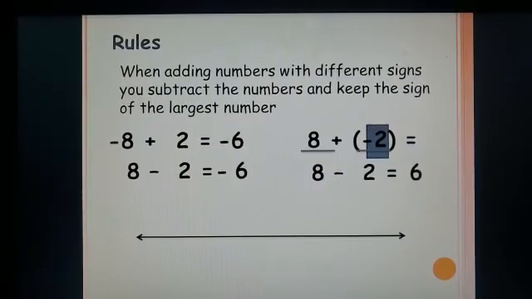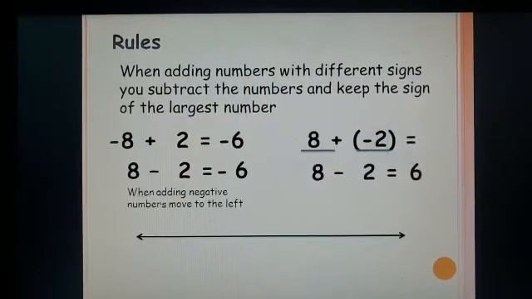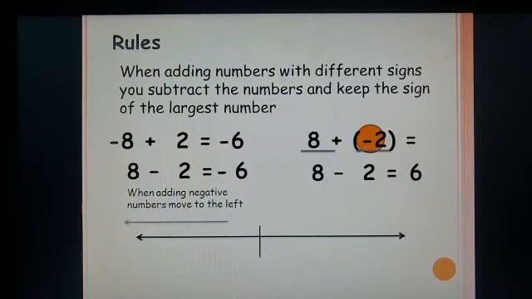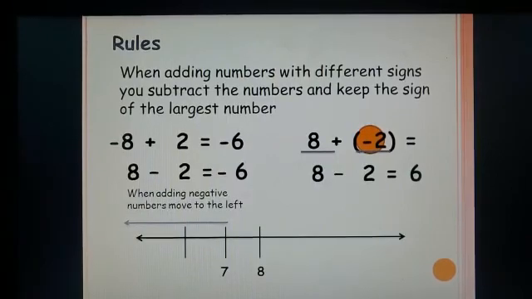Let's just check on our number line, though. So when adding negative numbers, we move to the left and we are adding a negative 2. So we start at 8 and we move to the left 2 spaces. 7, 6. Well done.